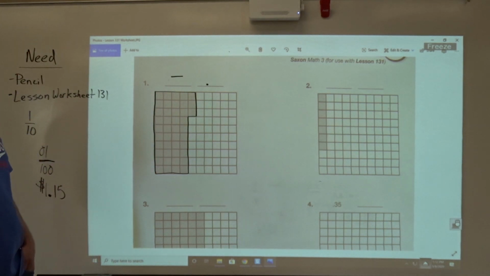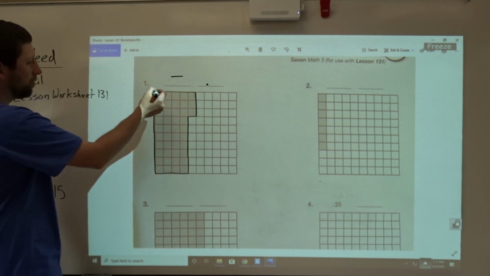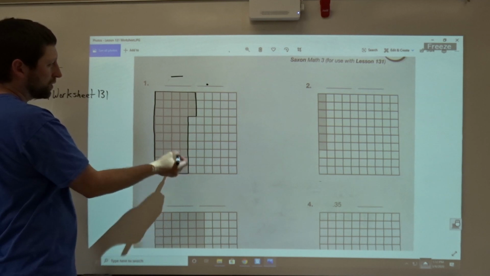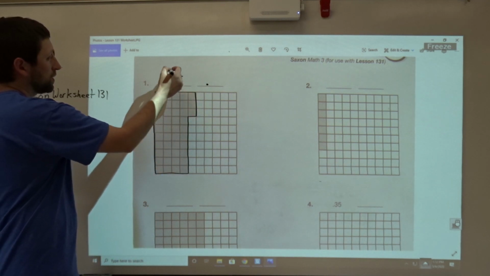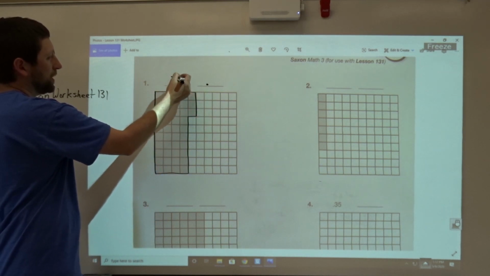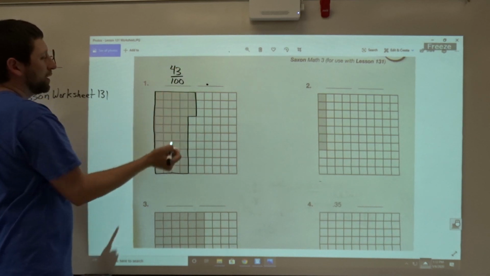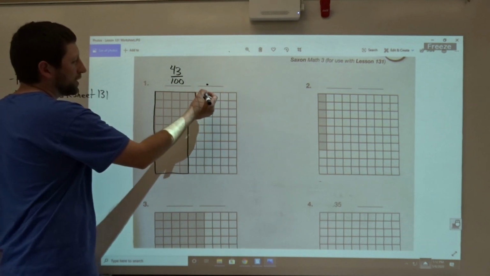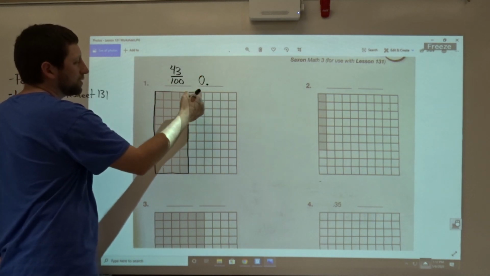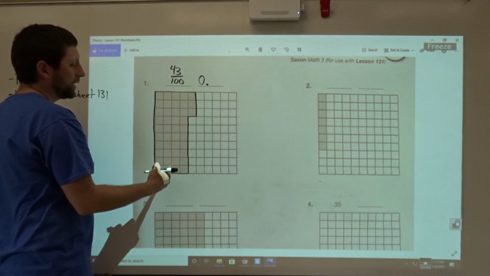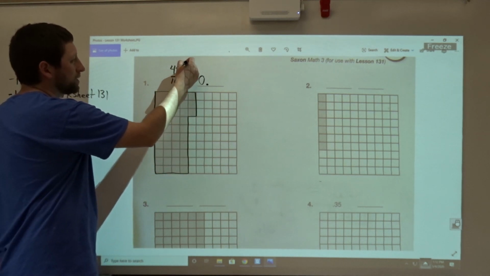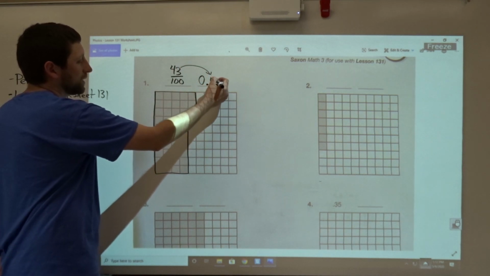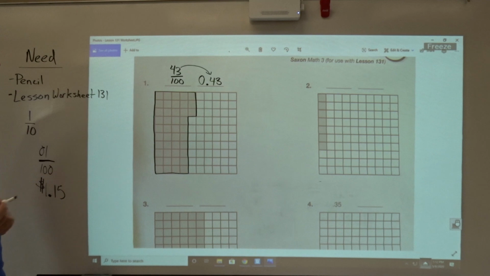So I'm trying to figure out how many out of 100 are shaded. Well, I have 1 full row, 2 full rows, 3 full rows, 4 full rows, and then 1, 2, 3. So there's 100 total pieces, and out of that there are 43 that are shaded. So we read that as 43 hundredths. Next to that we'll write the decimal. We don't have any whole numbers, so we'll put 0 there. And then we'll write whatever the top shaded part is, and that would be 43.